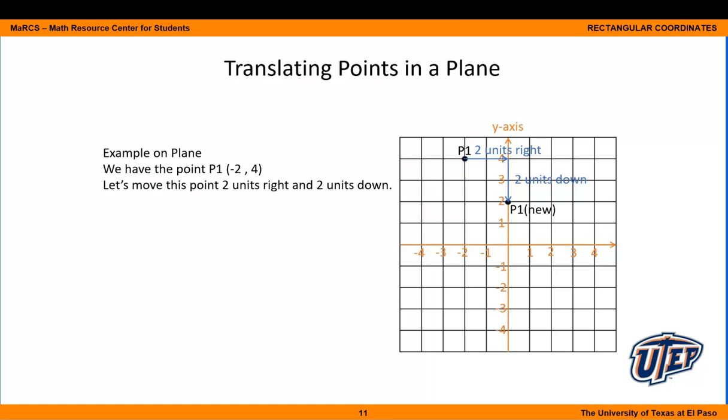So in this lesson, we covered plotting points, finding distance using the Pythagorean theorem, finding midpoints using averages, and translating points in a plane. These are foundational tools. You'll use them throughout the course.